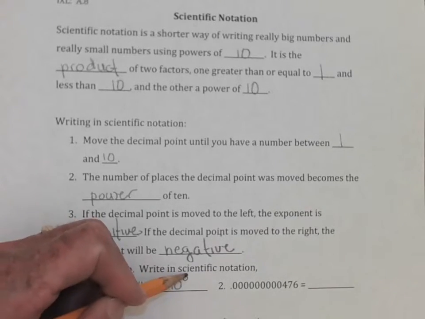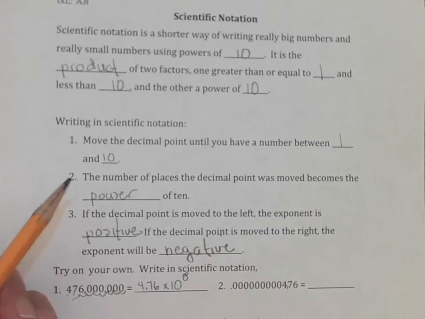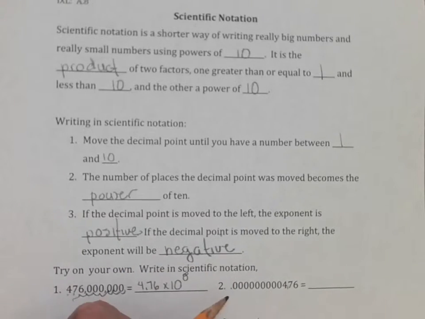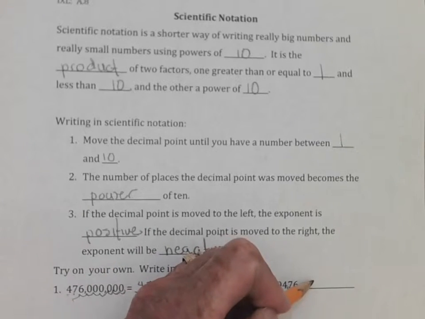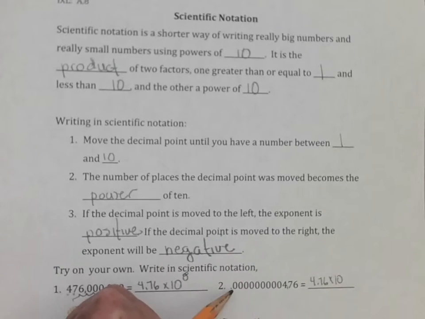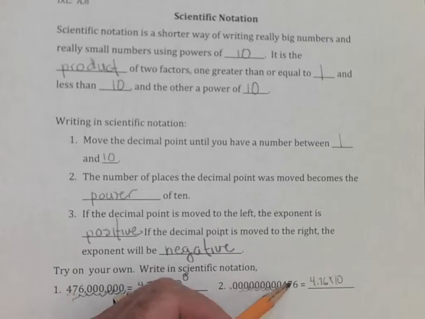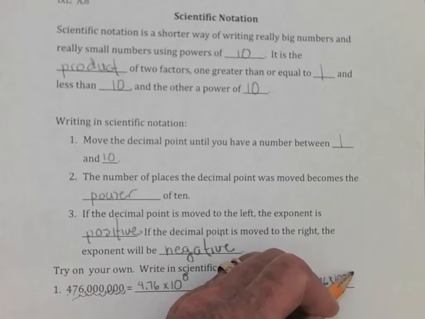If we have a really small number now, you can see that we're still going to put it between those first two numbers, but our decimal point is going to be moving to the right. So it's going to be 4.76 times 10, but now it's moving 1, 2, 3, 4, 5, 6, 7, 8, 9, 10. It's going to be to the negative 10th power.